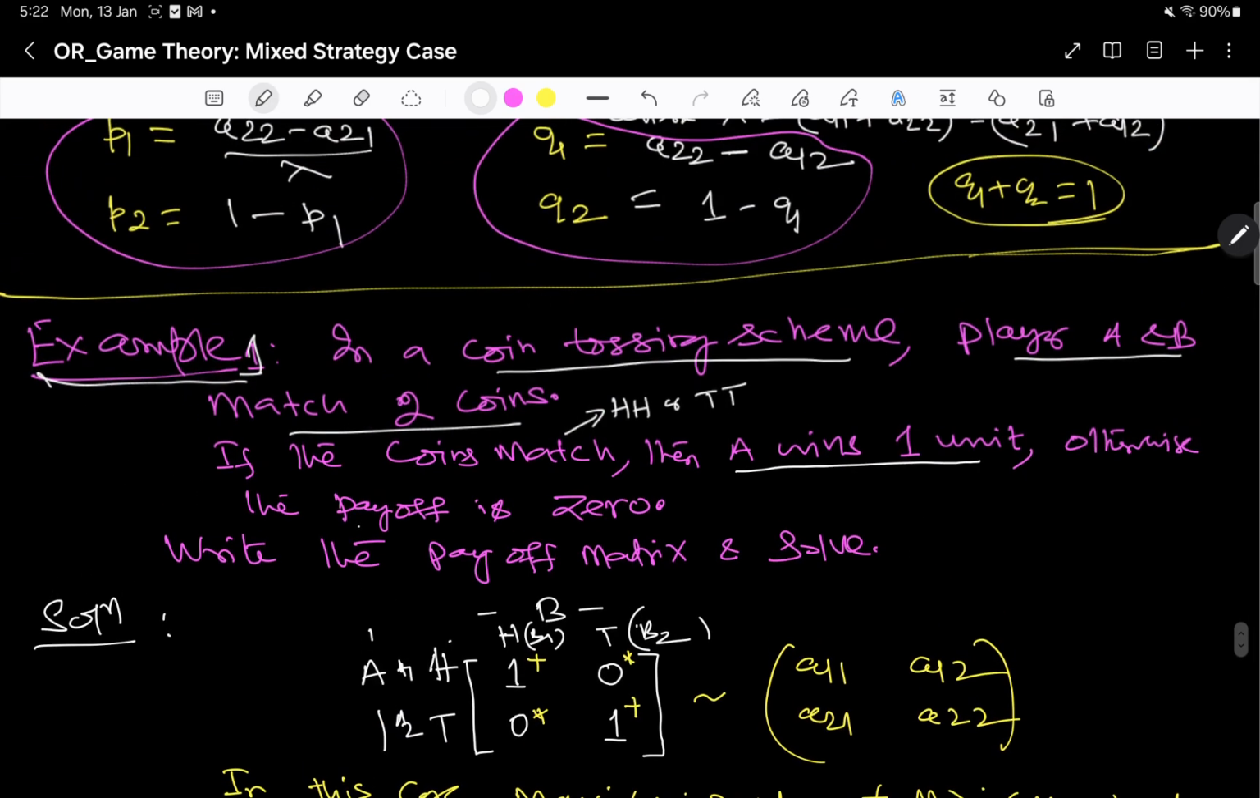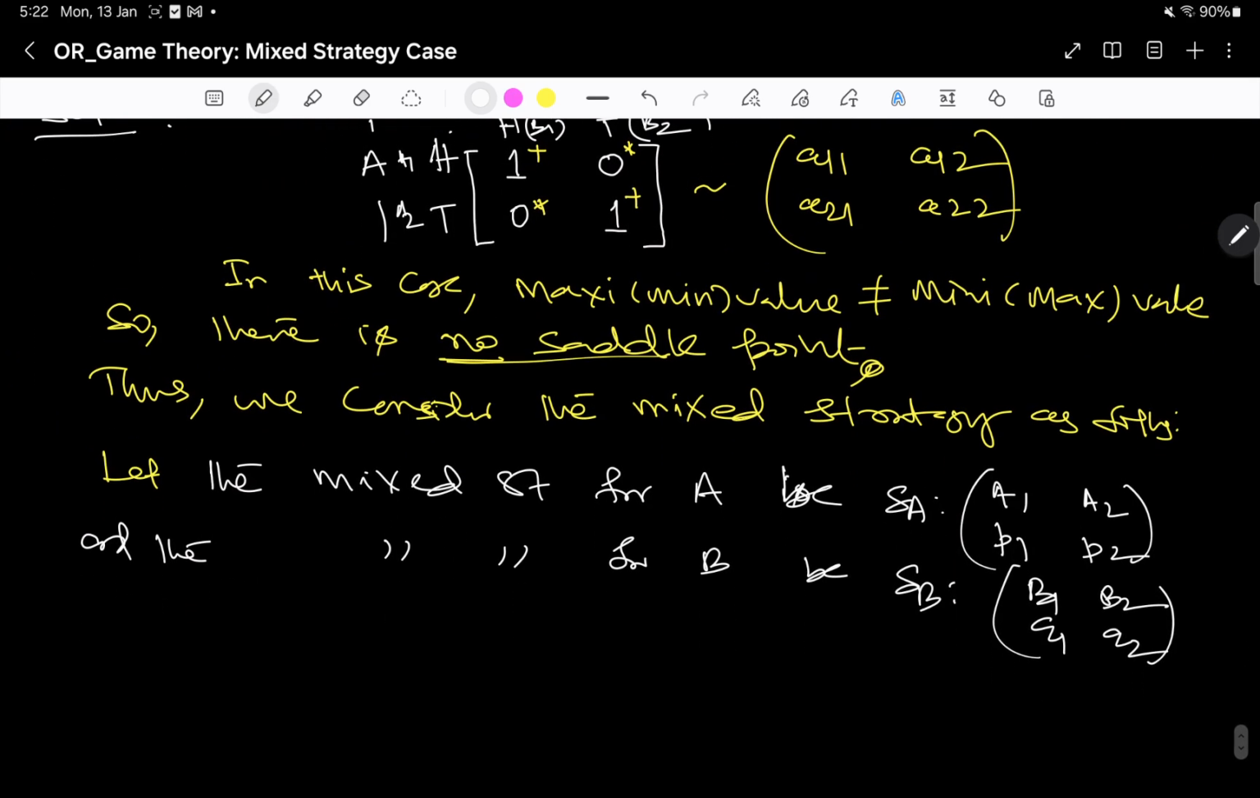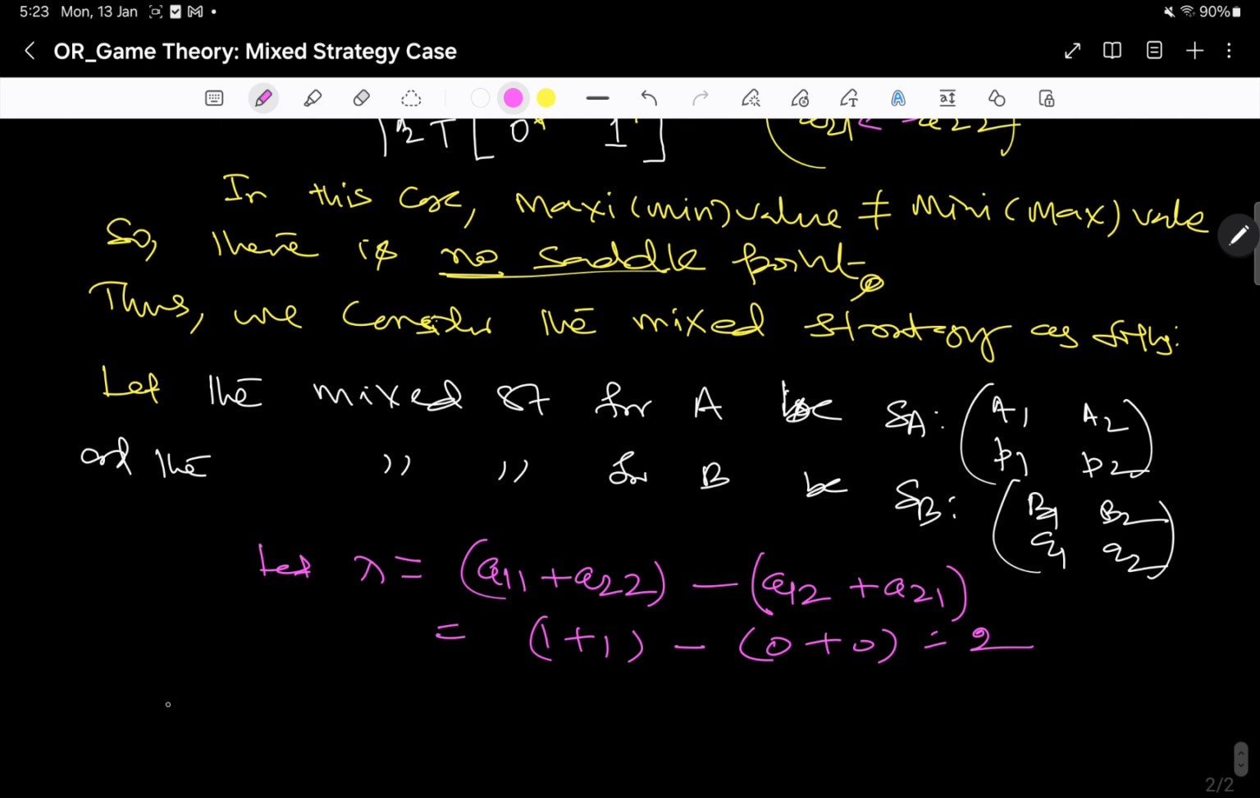Now we simply apply the formula. What is the value of the game? So let lambda be equal to A11 plus A22 minus A12 plus A21. So I find lambda: it is 1 plus 1 minus 0 plus 0, which is equal to 2. This is 2.